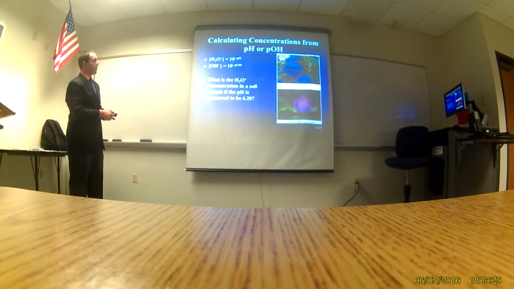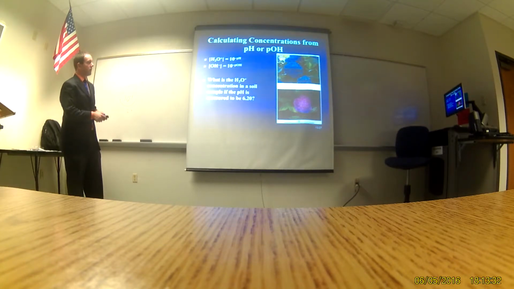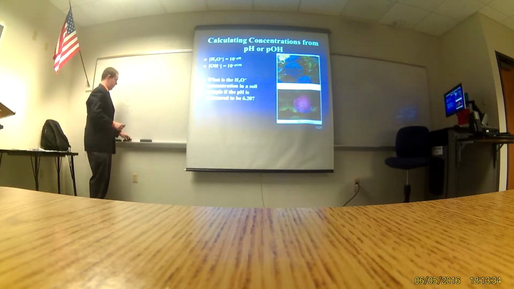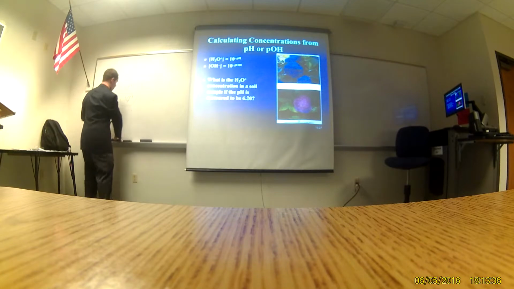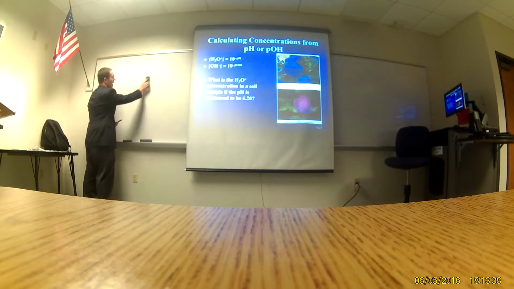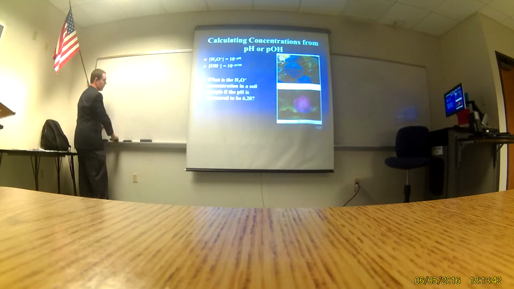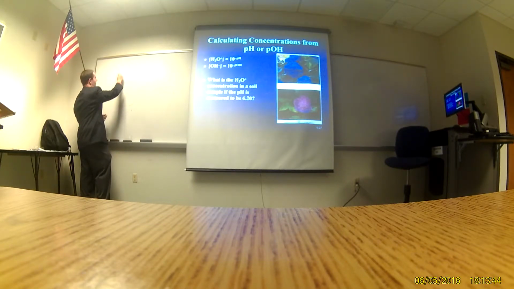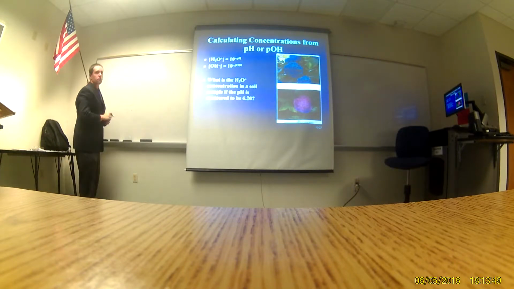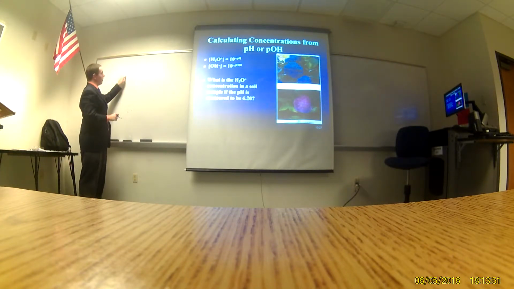So here we have a soil sample where the pH is 6.2. What is the hydronium ion concentration? We're just going to do 10 to the negative 6.2 equals what? If that's not a whole number, you have to do it in a calculator.